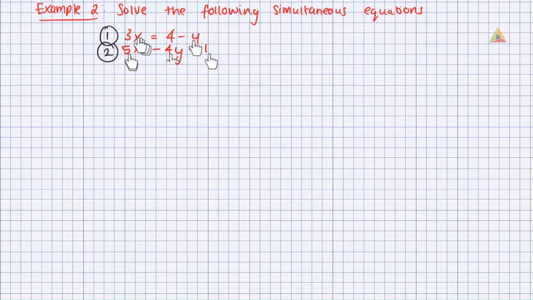Now I want to rearrange equation 1, because I want equation 1 to be in the same format as equation 2, where you have x's and y's on one side of the equation and then numbers on the other. So I want to bring the y over here beside the x.